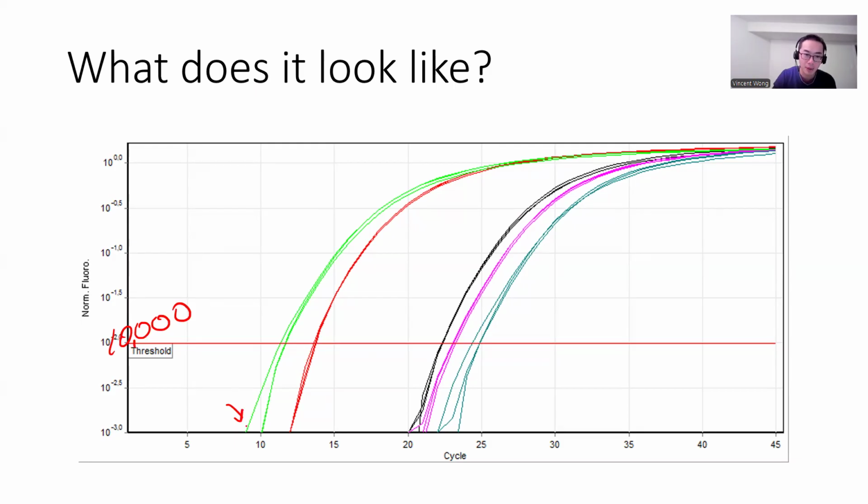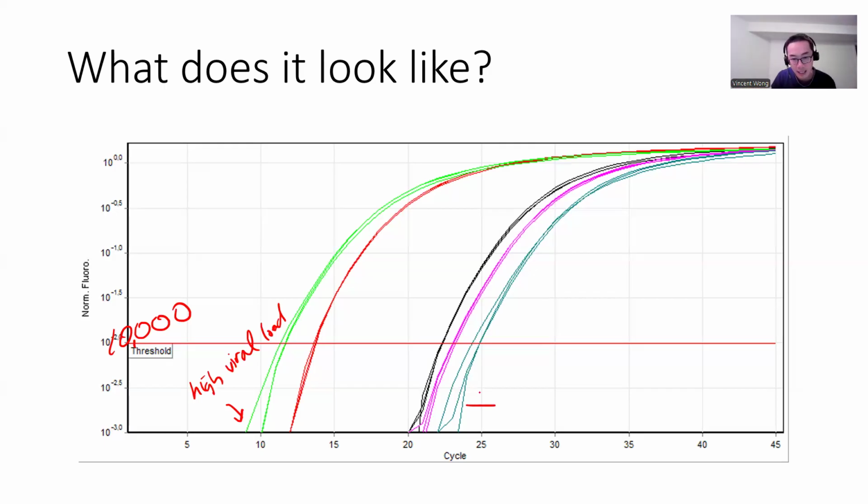Well, let's take a look at this sample. Right? This sample doesn't take very long before it reaches 10,000 copies. So what does it mean? It means this actually has a high viral load. Right? There are a lot of viruses in this sample, a lot of viral DNA fragments to begin with. That's why it didn't take that long to reach 10,000.